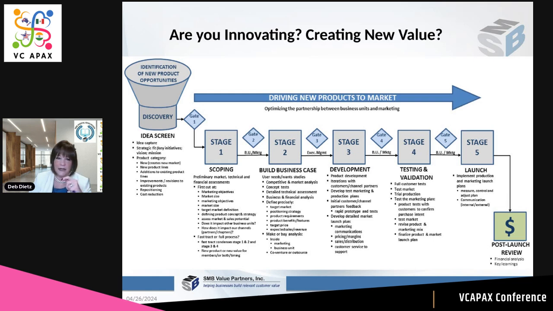I'm going to shift now and talk a little bit about innovation and creating new value for your customers. You can see just by looking at this graphic, this is a process. This is a long process. So there's no shortage of ideas that are coming in for new products and services. You're hearing them from your customers. You're hearing them from the competitive analysis that you're doing. There are all these ideas coming in.